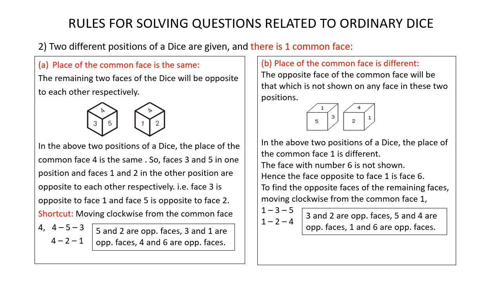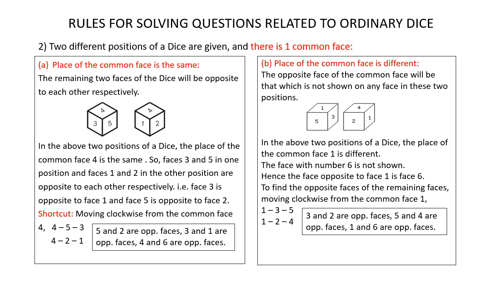Now let's find the opposite faces when the place of the common face is different. When two different positions of a dice are given and there is one common face and the place of the common face is different, then the opposite face of the common face will be that which is not shown on any face in these two positions. Now let's understand this rule with the help of an example.